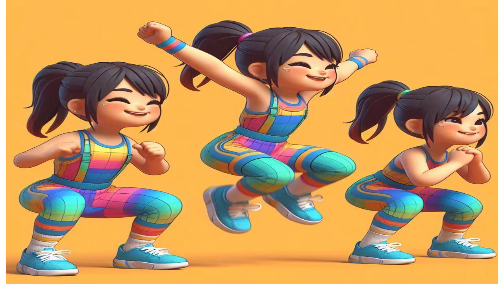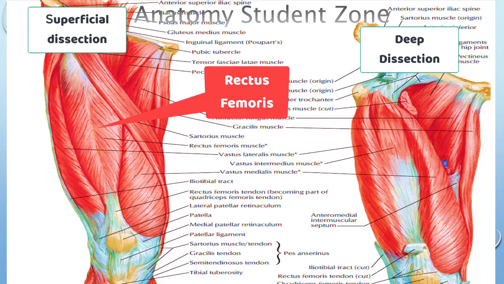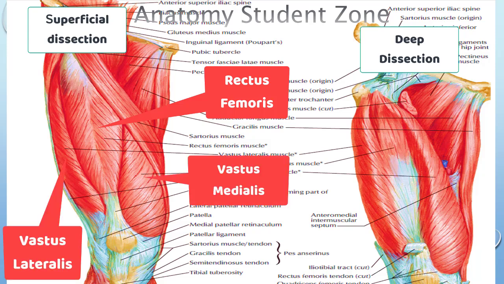In this image, on the left side you can see a superficial dissection, and on the right side there is a deep dissection. The most superficial muscle of the quadriceps group is the rectus femoris. We can observe this on the superficial dissection. Besides the rectus, we can also observe part of the vastus lateralis on the lateral side, and part of the vastus medialis on the medial side in the superficial dissection as well.